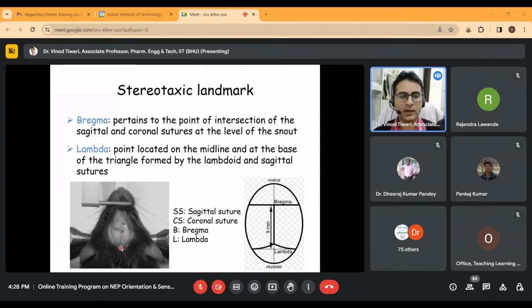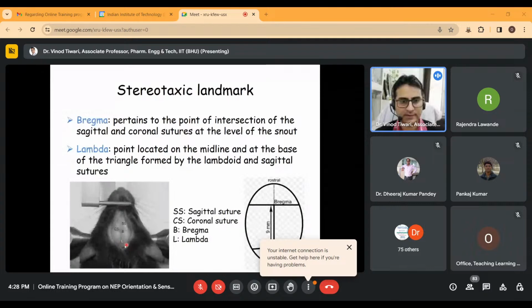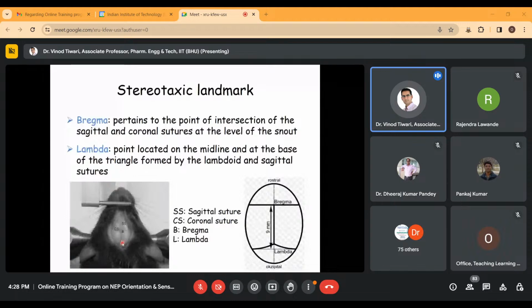Then there is another important landmark which is known as lambda. This is the point which is located on the midline. It's a Y-like structure, an inverted Y you can say. You can see it here, right? The sagittal suture is running, and then it makes an inverted Y. At the base of the triangle, formed by the lambdoid and sagittal sutures, this is the lambdoid suture, and this is the sagittal suture. This point is known as lambda.